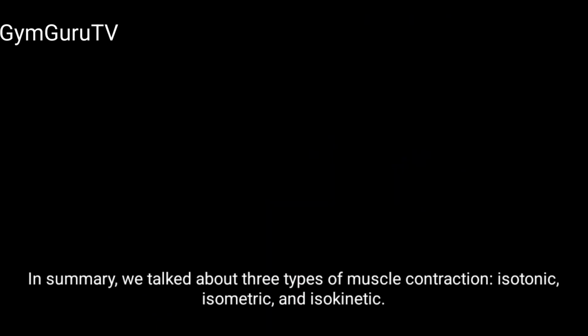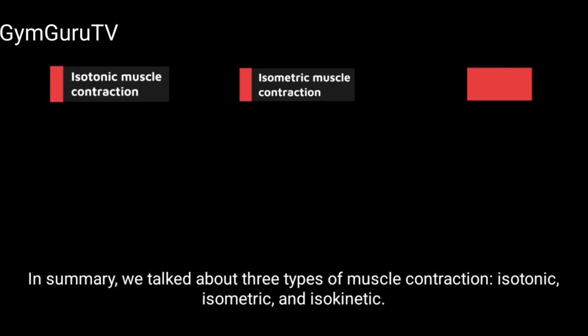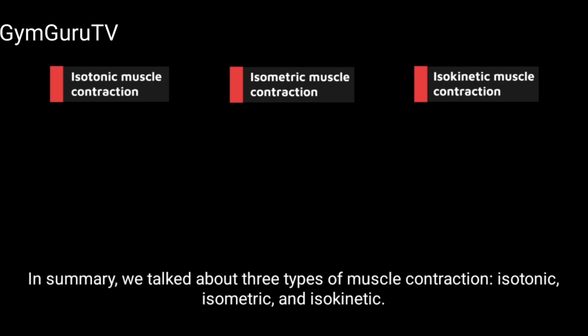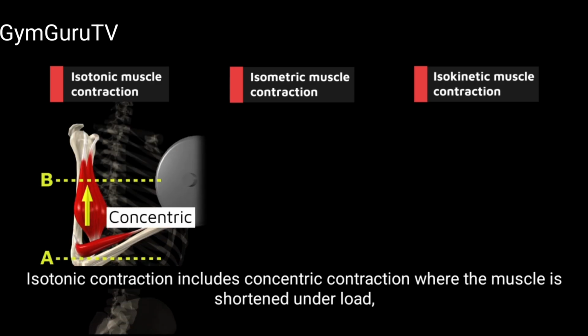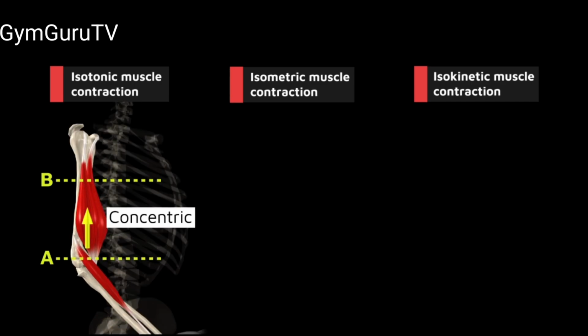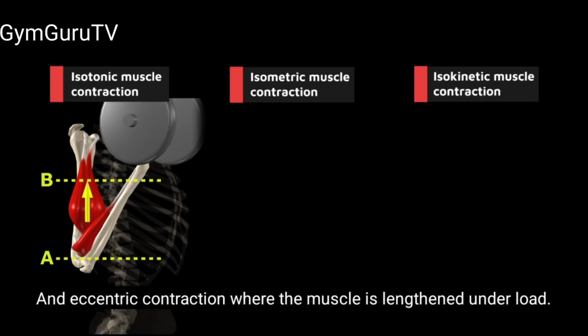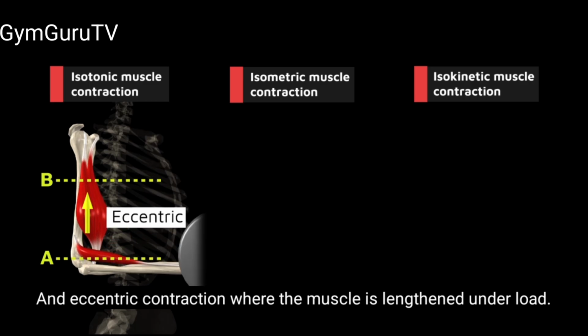In summary, we talked about three types of muscle contraction: isotonic, isometric, and isokinetic. Isotonic contraction includes concentric contraction, where the muscle is shortened under load, and eccentric contraction, where the muscle is lengthened under load.